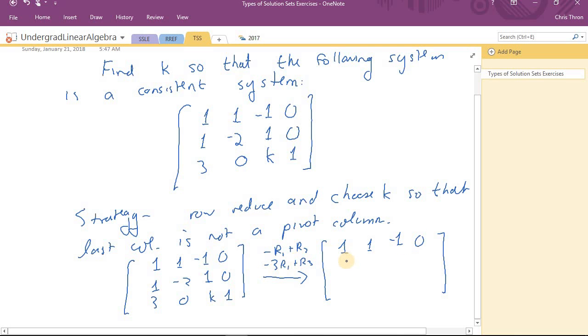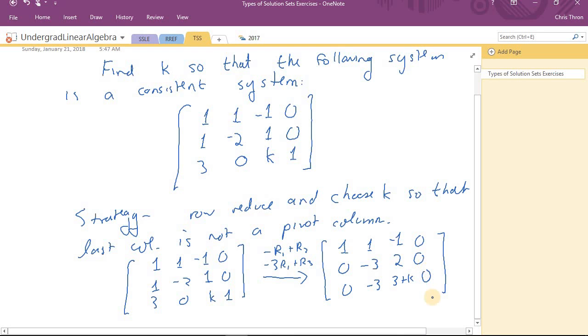Then the next one becomes 0. And then this minus 1 plus minus 2 is minus 3. And this becomes 1 plus 1 is 2. And this becomes 0 plus 0 is 0. All right, and then the last one gives me minus 3 plus 3 is 0. Minus 3 plus 0 is minus 3. Minus 3 times minus 1 is 3 plus k. Now see, that's where the k comes in. And then here we have 0.